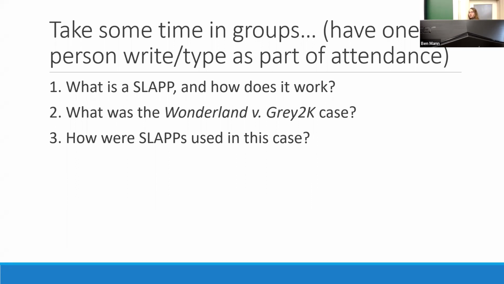Take some time to look at, first of all, what is a SLAP? How does it work? We'll talk a little bit about that together after you've done some looking. Also, to understand what this case is, so what is Wonderland versus Gray 2K? What happened? And lastly, how were SLAPs used in this case? In what ways did SLAPs impact this process?